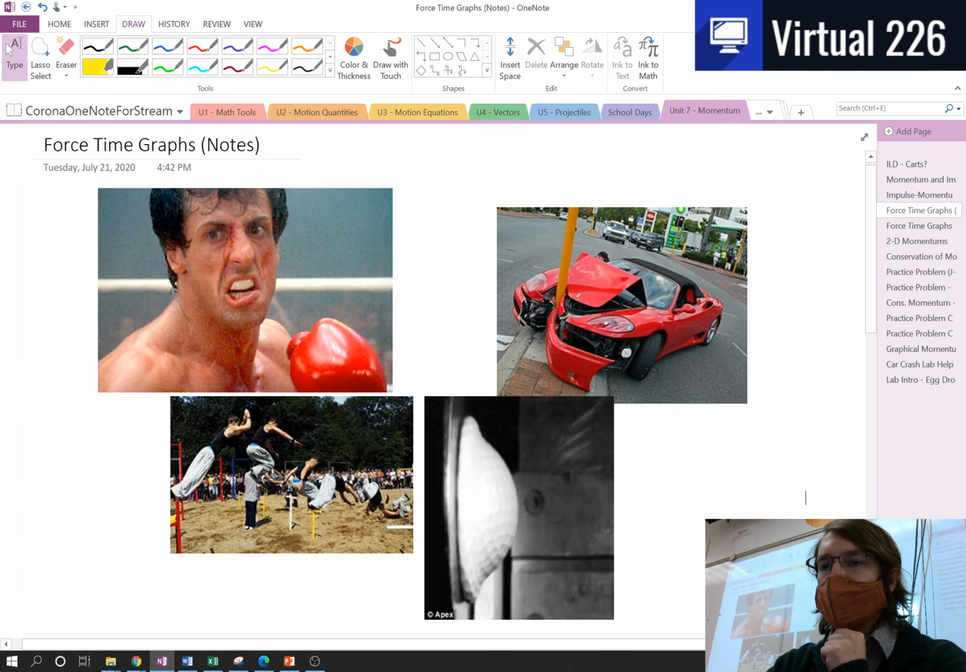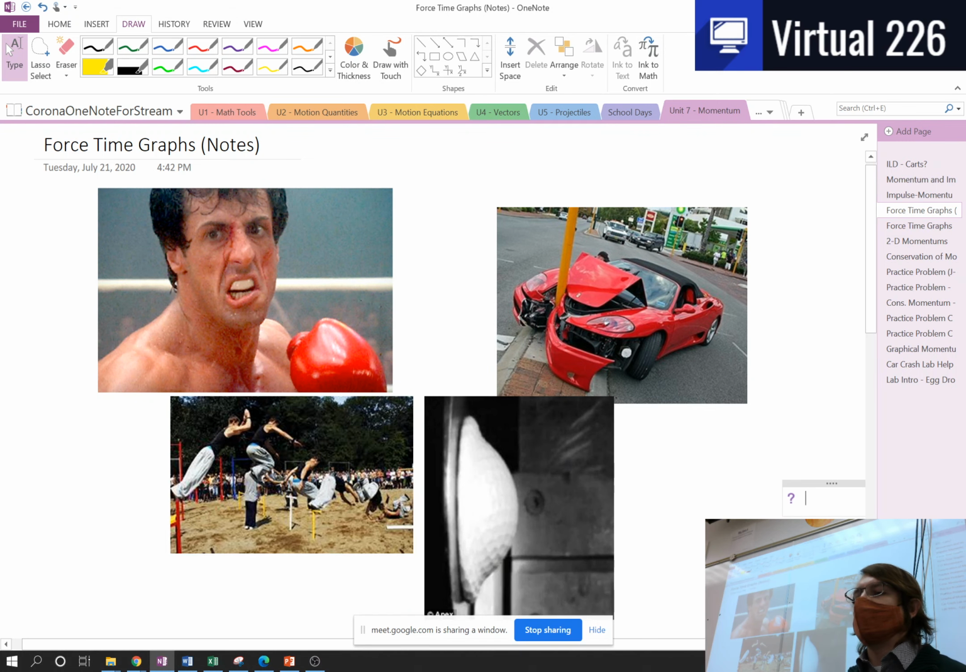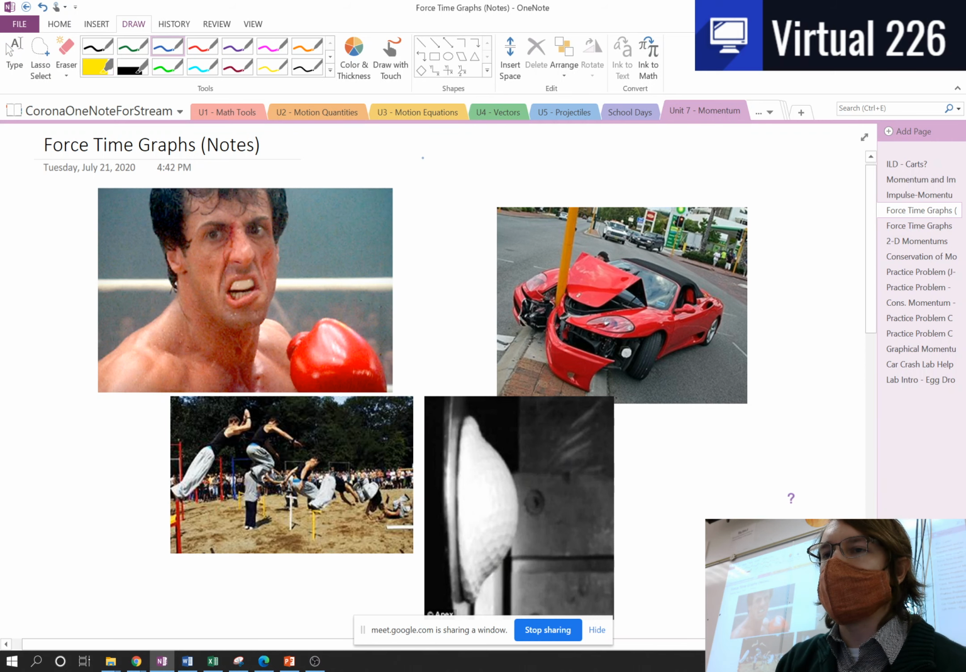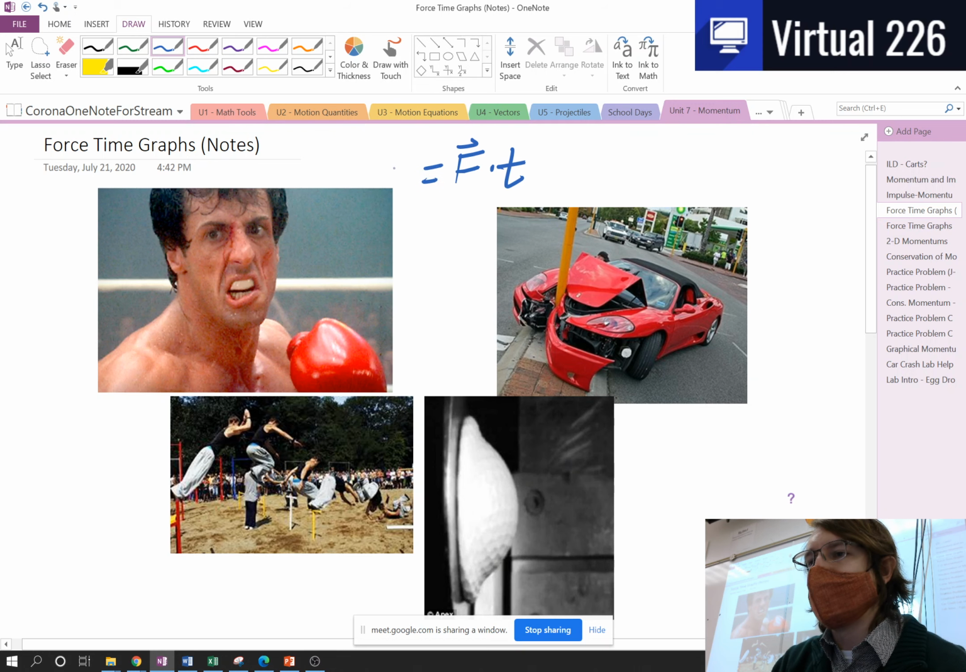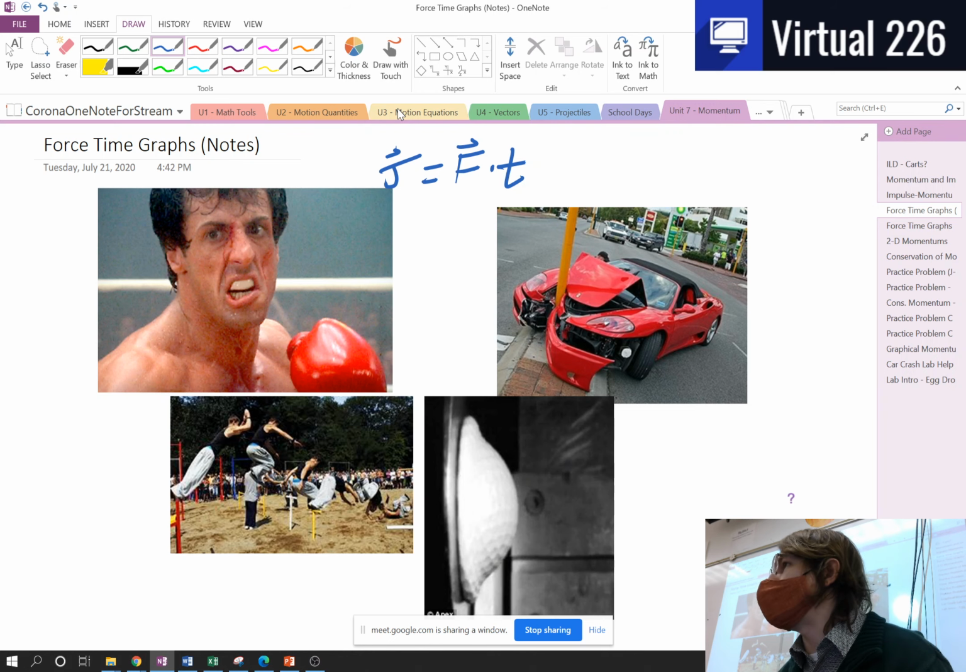So what we're looking at today is force-time graphs. It's just an impulse. Remember, yesterday we learned impulse was this idea of a force multiplied by some amount of time. That is an impulse. If you push on an object for some amount of time, it's going to speed up or slow down. You're going to change its momentum.